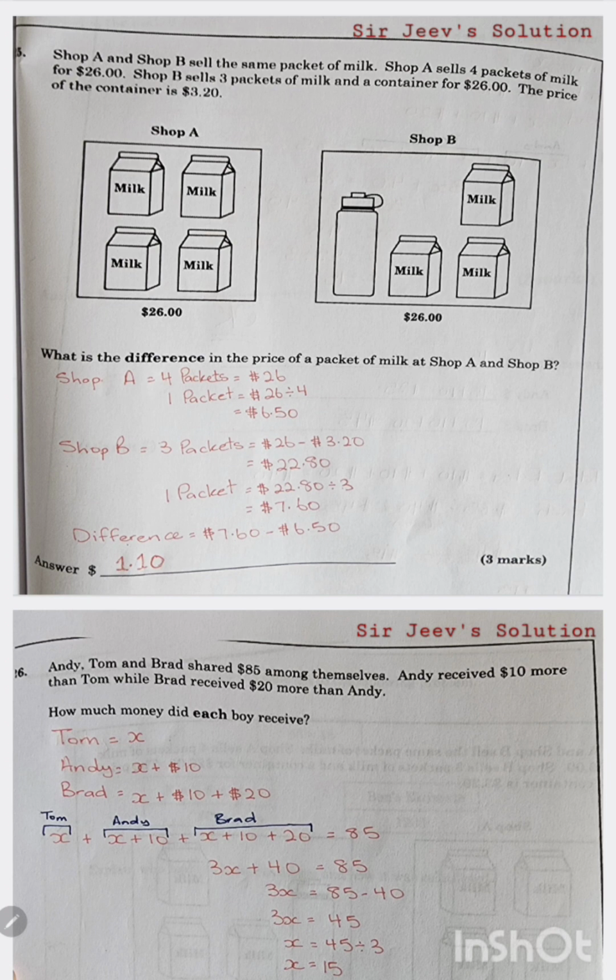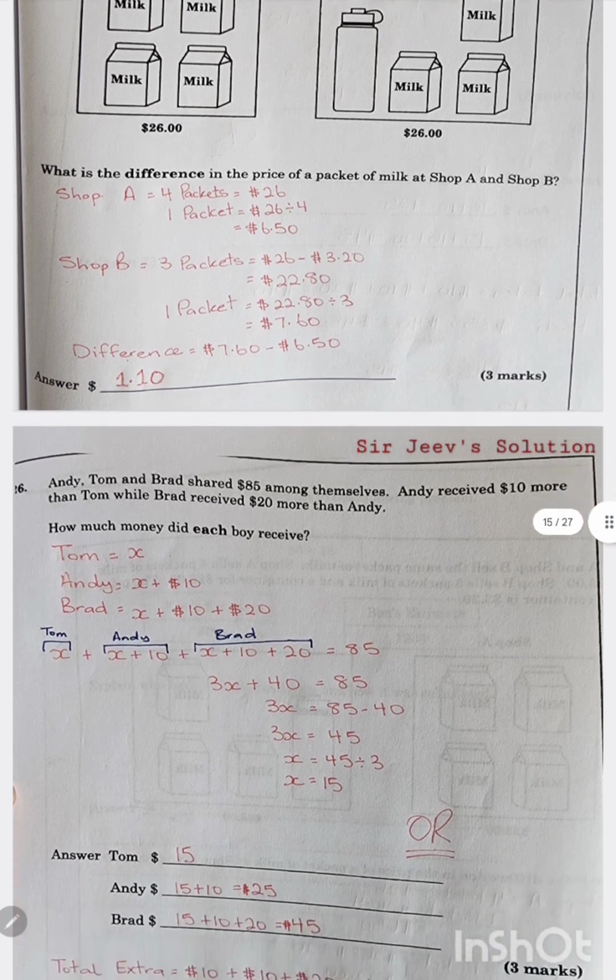Shop B now we know is 3 packs. To calculate the cost of the 3 packs of milk, you take the $26 and take away the cost of the container, which is $3.20. And that will remain with $22.80. So 1 packet will equal $22.80 divided by 3, and that will be $7.60. They said difference we need to subtract, so $7.60 take away $6.50 and it will be $1.10 is the difference in price.